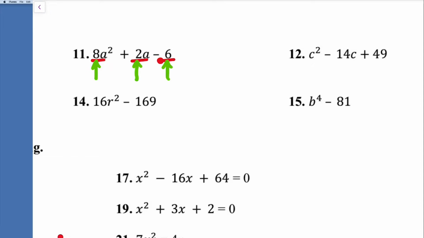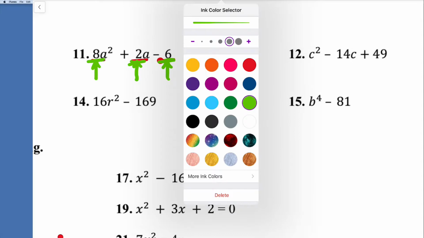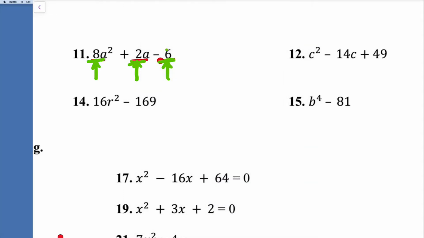But is there a factor that they all have in common? 8, 2, and 6. Is there a factor? Okay, and it is 2. So I can extract, actually let me do it the other way. I can extract from all of these terms, I can extract a 2. And again, I'm going to most likely end up with a binomial, and I know that they all have a 2 in common. So what would be left over?